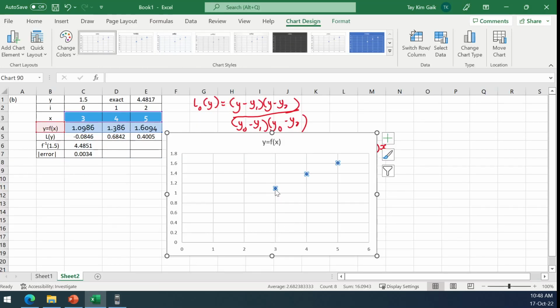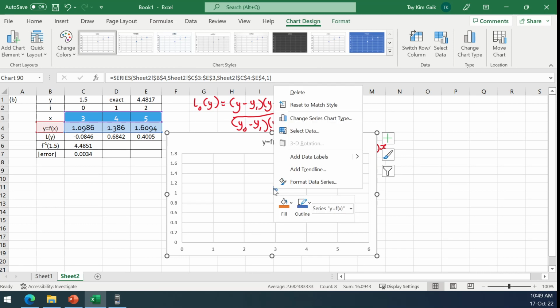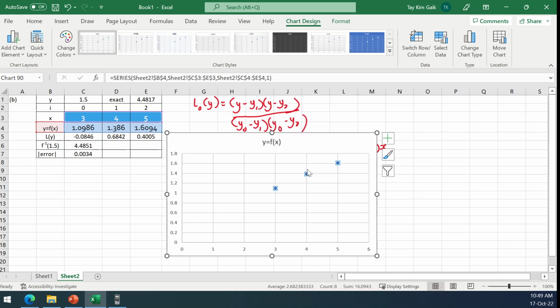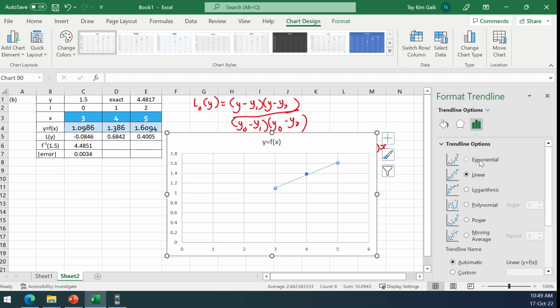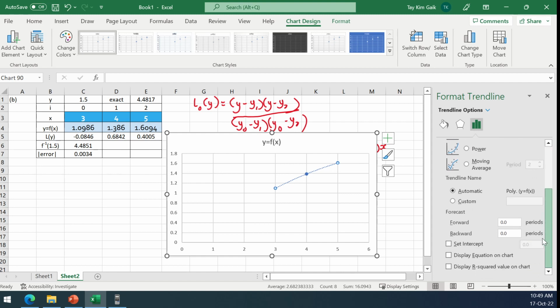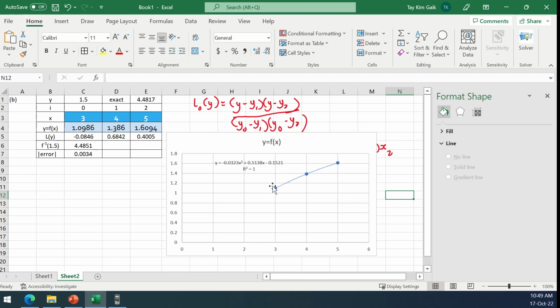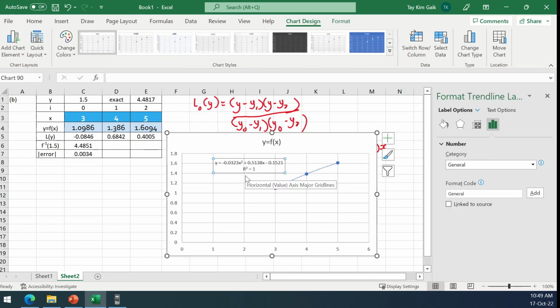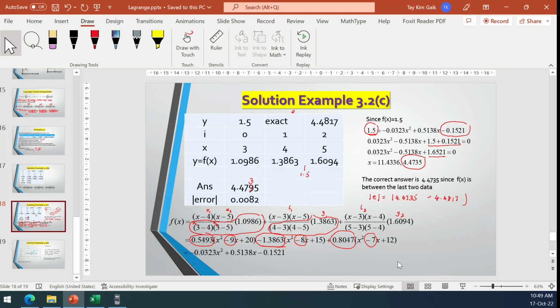Okay, then after that you select here, you right click and then you add trend line. So you can see you got so many equations that you can add. If this is linear, a straight line, if I use polynomial, make sure degree 2, and then display the equation on chart, display R squared. So you see this equation compared to this one that we obtain.